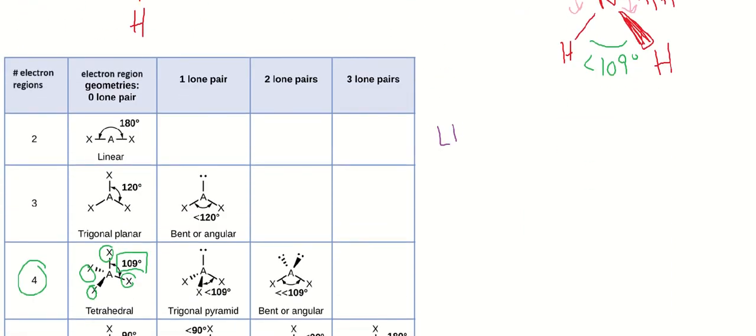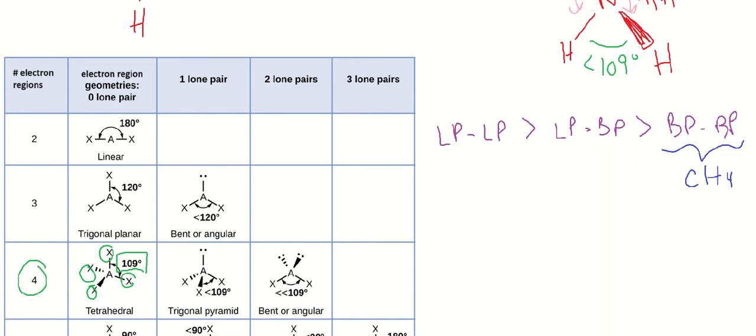So you have your lone pair to lone pair repulsion is the greatest repulsion, followed by lone pair to bonding pair repulsion, and the least is the bonding pair to bonding pair repulsion. That's what you see in methane, and actually both of these you see in ammonia. And now you can predict we're going to see lone pair when we get to water.